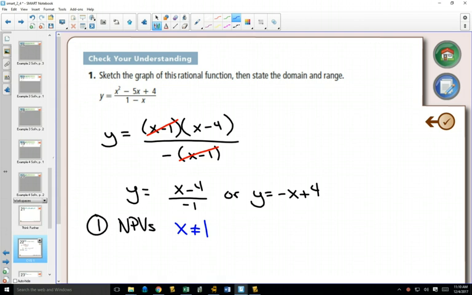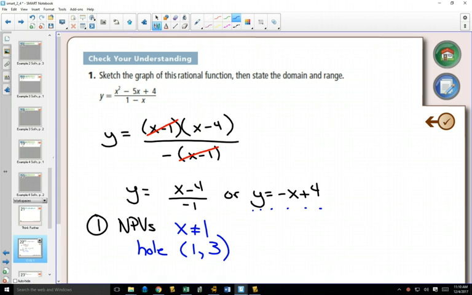Is it going to be a hole, or is it going to be a vertical asymptote? It's going to be a hole, because that non-permissible value simplified away. So we're going to have a hole at 1 comma something. How do I know that it's at 1 comma 3? Once we've simplified it, you could plug 1 into that line, and you would get, when x is 1, y would be 3. And so that's where that hole is going to occur.